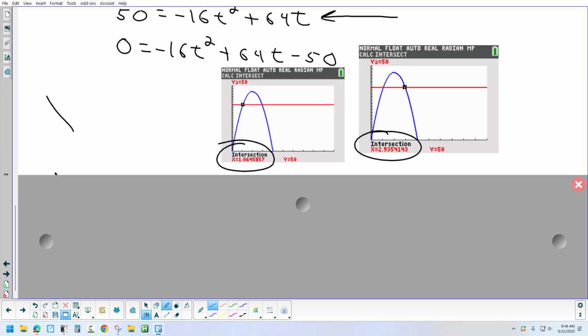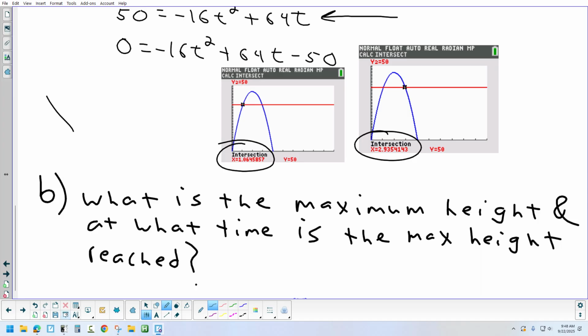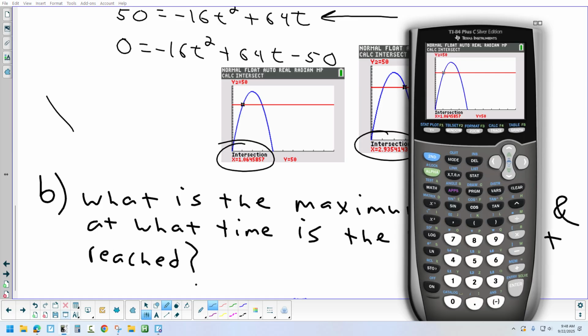Okay, so last question. What is the maximum height of the rocket, and at what time does it hit it? Again, we're going to use the calculator. Which curve there is going to help me to answer this question? The red one or the blue one? Yeah, I don't even need the red one. Okay, so if I want, I could get rid of the red one. Just need the blue one.